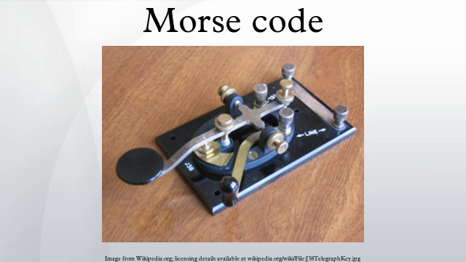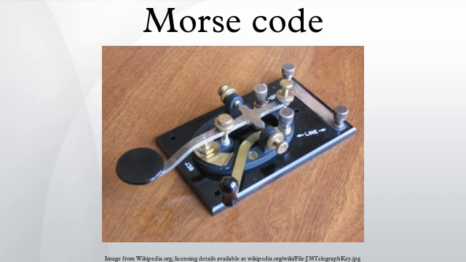Morse code is a method of transmitting text information as a series of on-off tones, lights, or clicks that can be directly understood by a skilled listener or observer without special equipment. The International Morse code encodes the ISO basic Latin alphabet, some extra Latin letters, the Arabic numerals and a small set of punctuation and procedural signals as standardized sequences of short and long signals called dots and dashes, or dits and dahs.